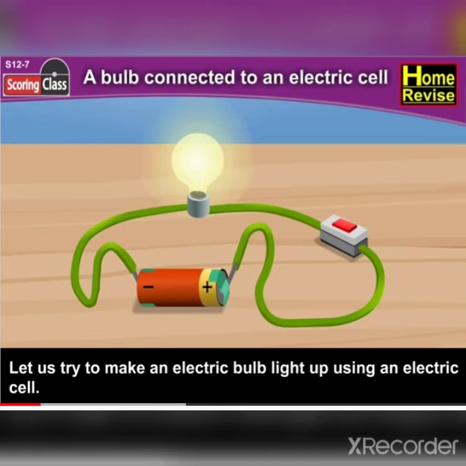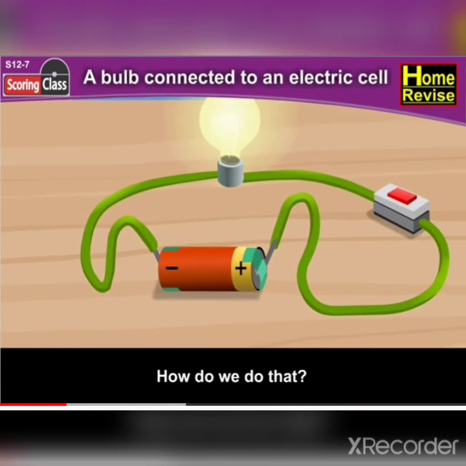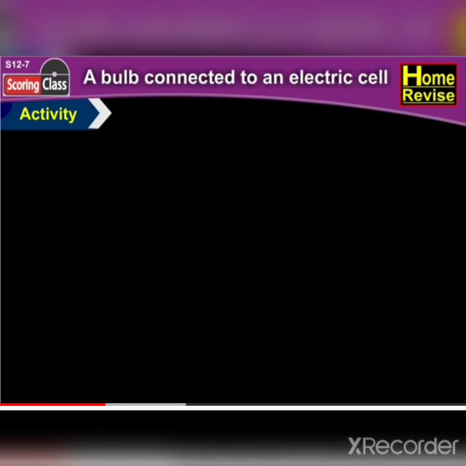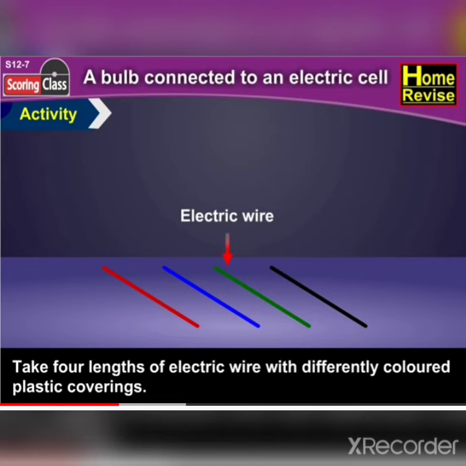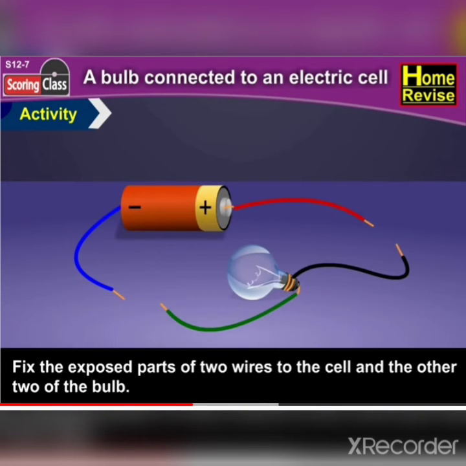Let us try to make an electric bulb light up using an electric cell. How do we do that? Take 4 lengths of electric wire with differently colored plastic coverings. Remove a little of the plastic covering from each length of the wire at the ends. Fix the exposed part of two wires to the cell and the other two to the bulb.